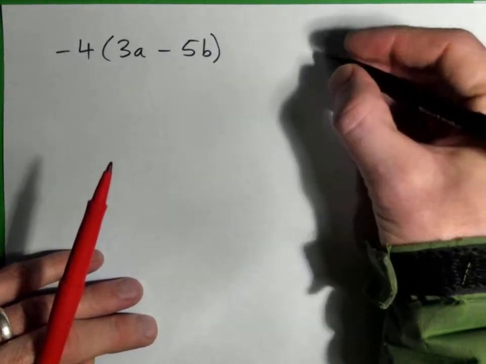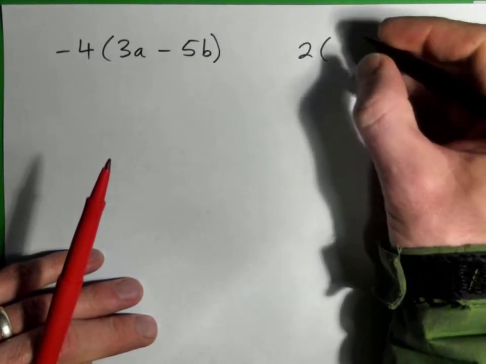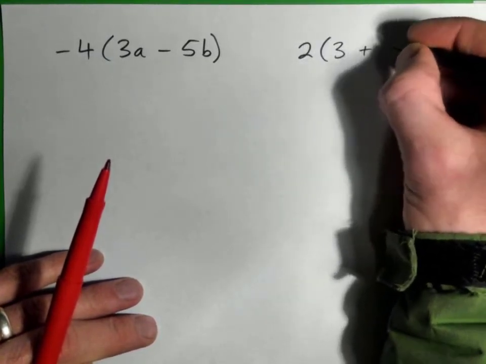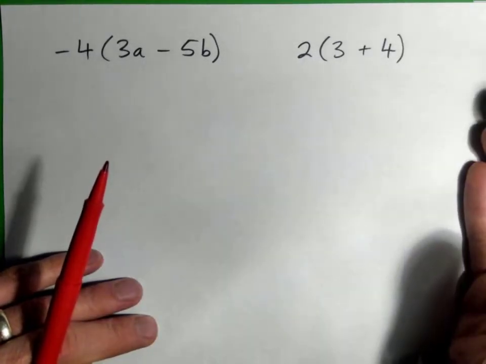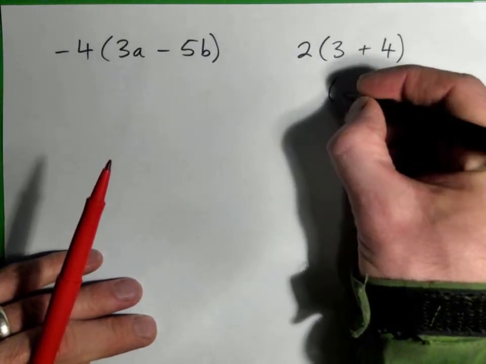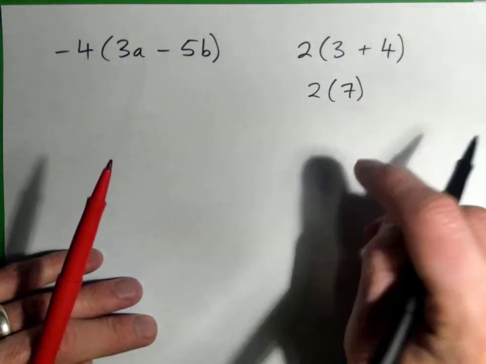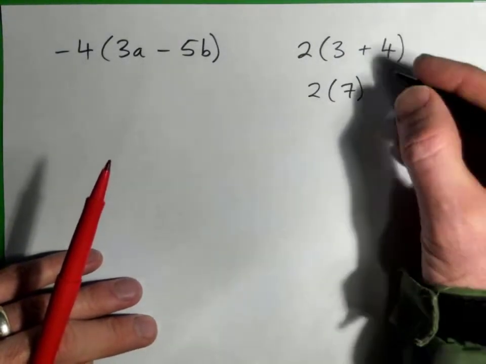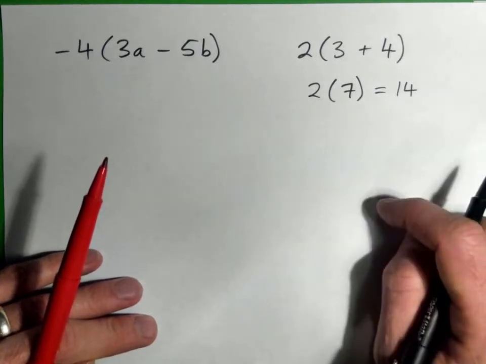Let's say we had something like 2 times 3 plus 4, okay? So 2 times 3 plus 4, we could just add 3 and 4 to get 7, right? I just made this up as an example. And then go 2 times 7. And 2 times 7 just gives us what? 14. Okay, so that's fine.